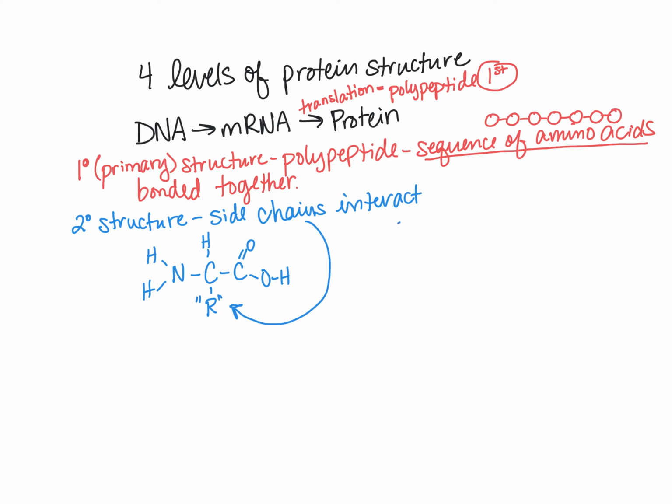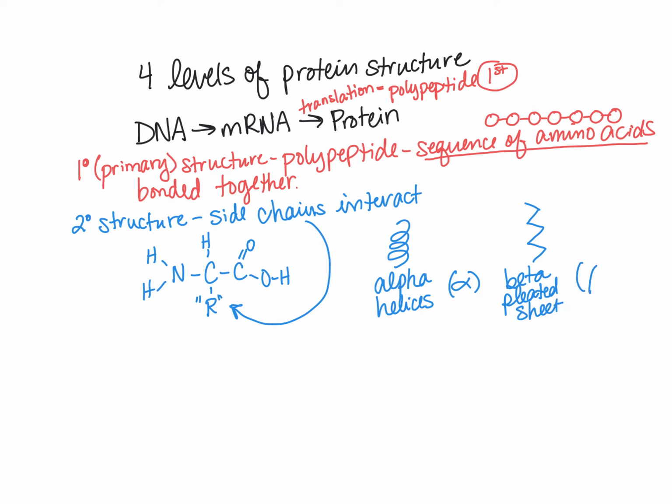And we call these alpha helices. And we can denote this with the Greek letter alpha, which looks like a little fish. It also makes these beta pleated sheets. And we can denote that with the Greek letter beta, which looks like the letter B, but it's got this little tail sticking off of it.